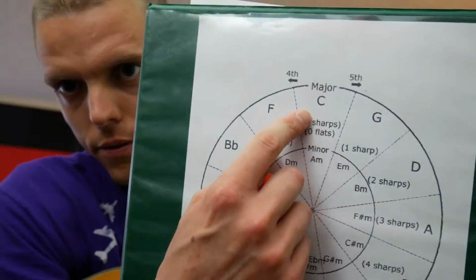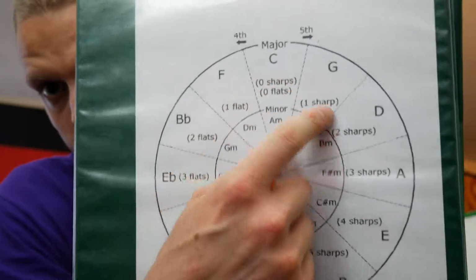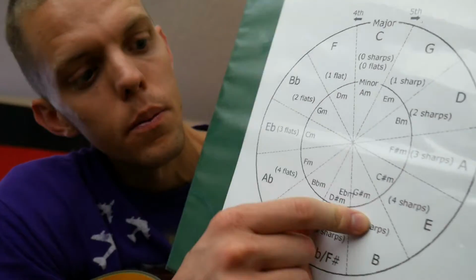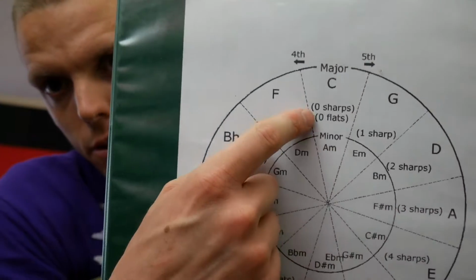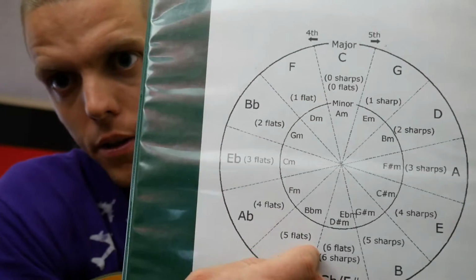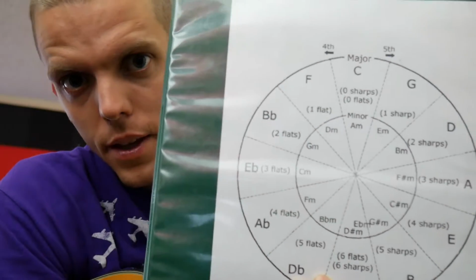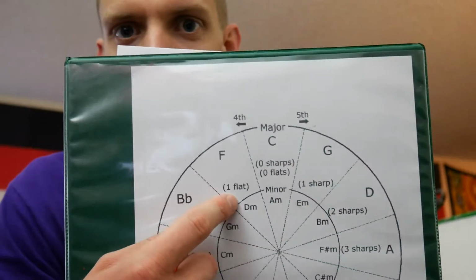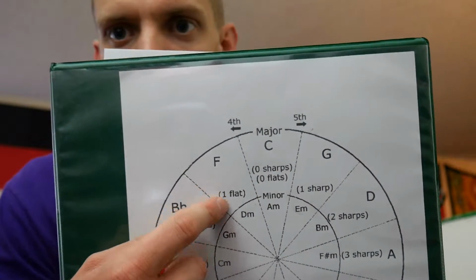In the circle of fifths, you think in terms of sharps. In the circle of fourths, you think in terms of flats. So I'll explain to you how that works. The first one we're going to do is the F. I'll show you how we're thinking in terms of flats. It has one flat in the key of F, so let's take a look.